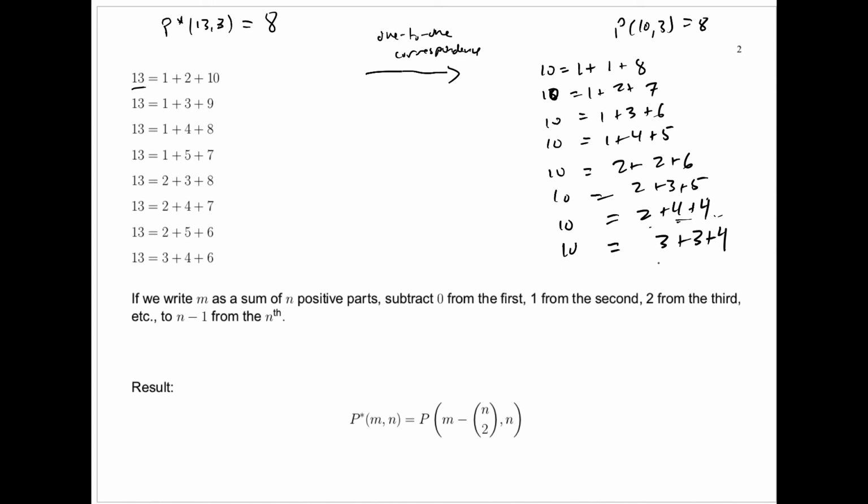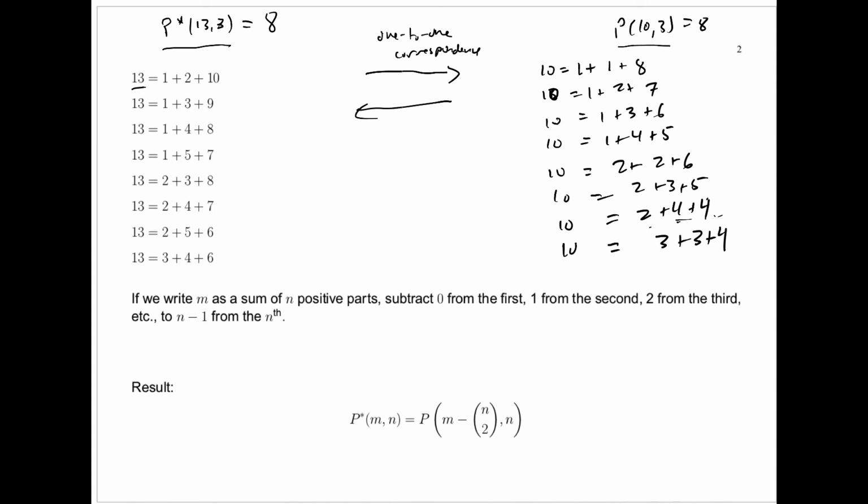So if I had any other way of writing 10 as a sum of 3 integers, adding 0 to the first, 1 to the second, 2 to the third would bring me in the other direction to a way of writing 13 as a sum of 3 distinct integers. We've counted carefully all the ways of writing 13 here as a sum of 3 distinct integers. So here we have all the ways of writing 10 as a sum of 3 positive integers. So these two are the same. There's a one-to-one correspondence between these 2 ways of doing things. And that tells me P star 13(3) really should be the same as P of 10(3). They're both 8, of course.